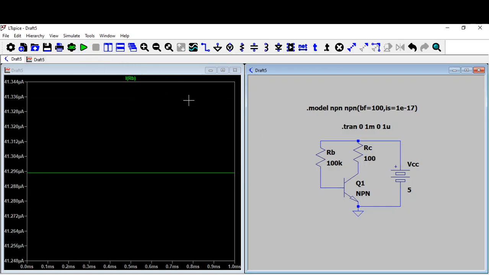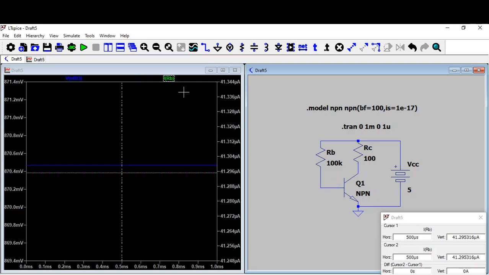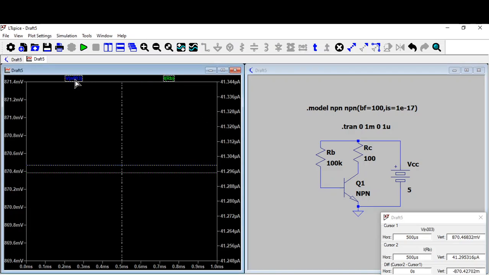Now let me run it. So now this is the current that I'm having. You can see this is 41 point so and so. Now let me measure how much is VBE. We assumed that it is 700 millivolt, but you can actually see how much is VBE. VBE is actually 870 millivolts. It's not 700 millivolt, it's actually 870 millivolt.